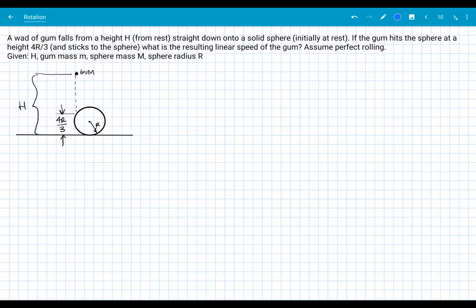We can assume perfect rolling. What we're given is h. We're given the gum mass little m, the sphere mass big M, and the sphere has a radius r.